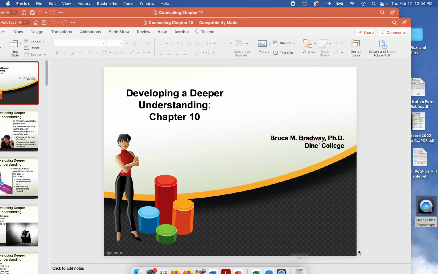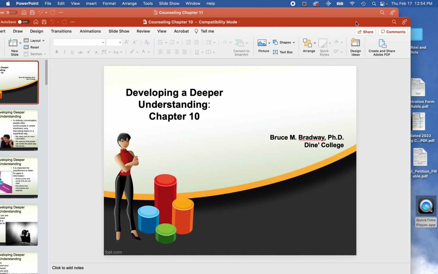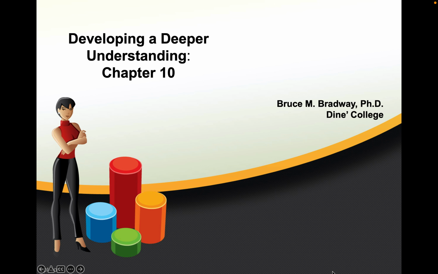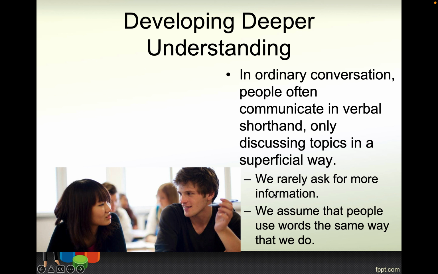We're going to start with Chapter 10, developing a deeper understanding. In ordinary conversation, people often communicate in verbal shorthand, only discussing topics in a superficial way. We rarely ask for more information. We assume that people use words the same way that we do.